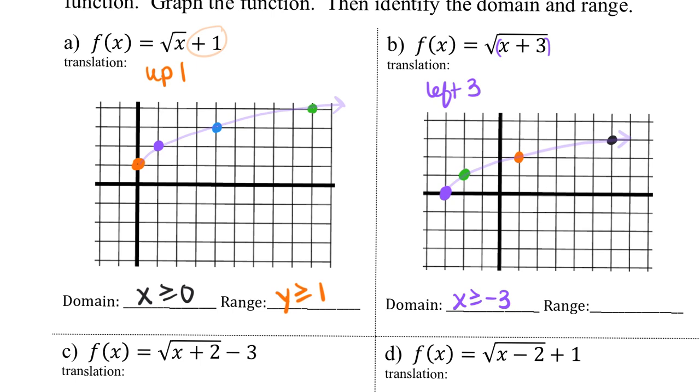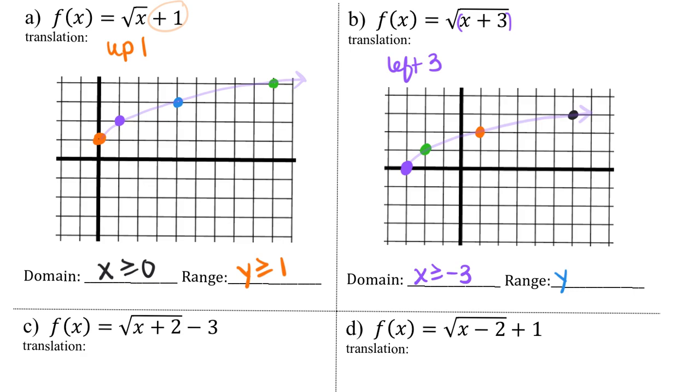The range is the y values. This is where it starts. What's the y value here? 0. Okay, from the 0, does it go up or down? It goes up. So y is greater or equal to 0.